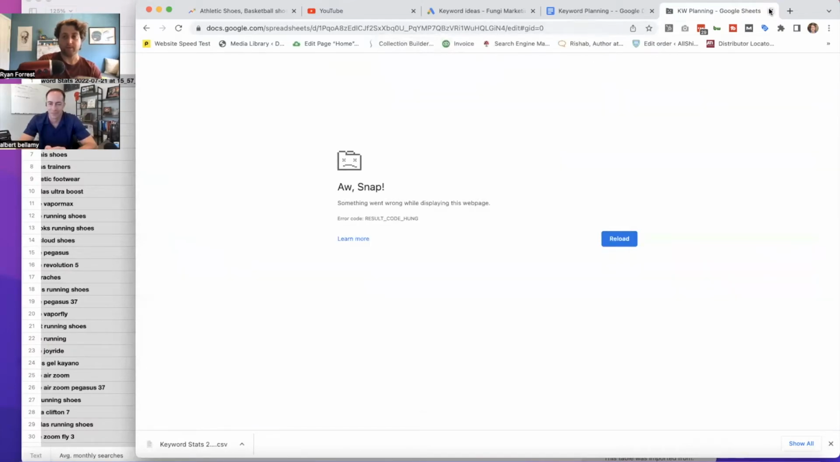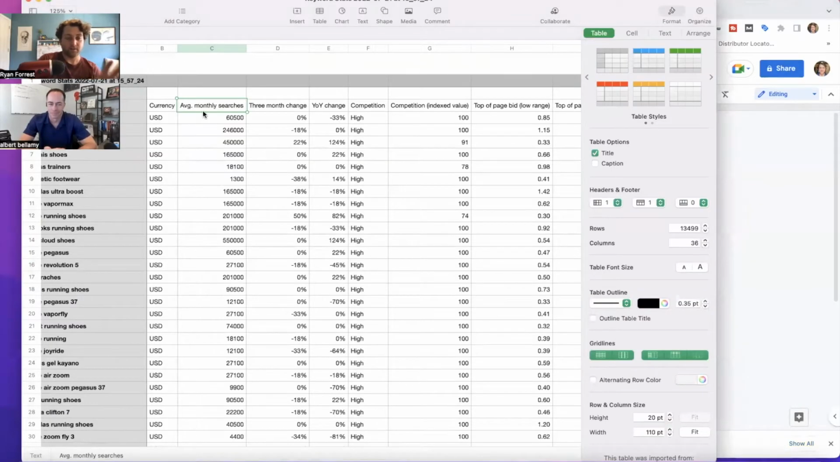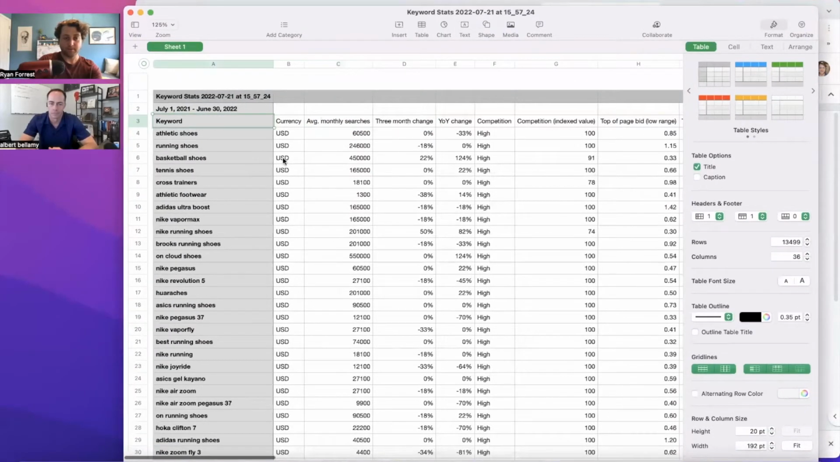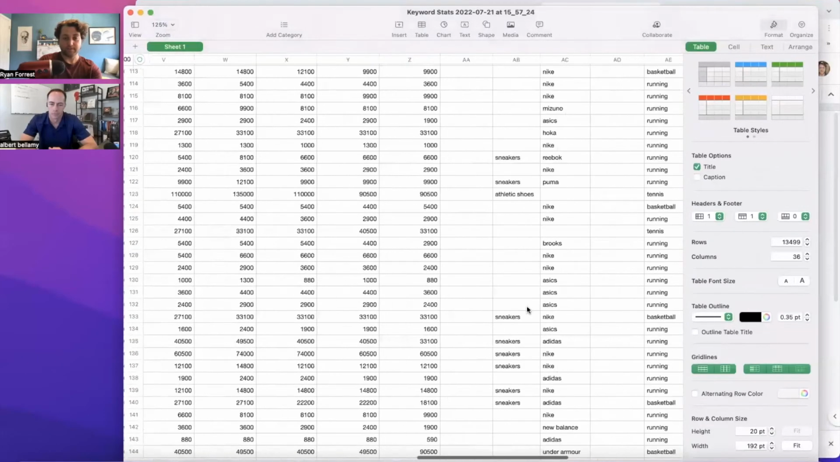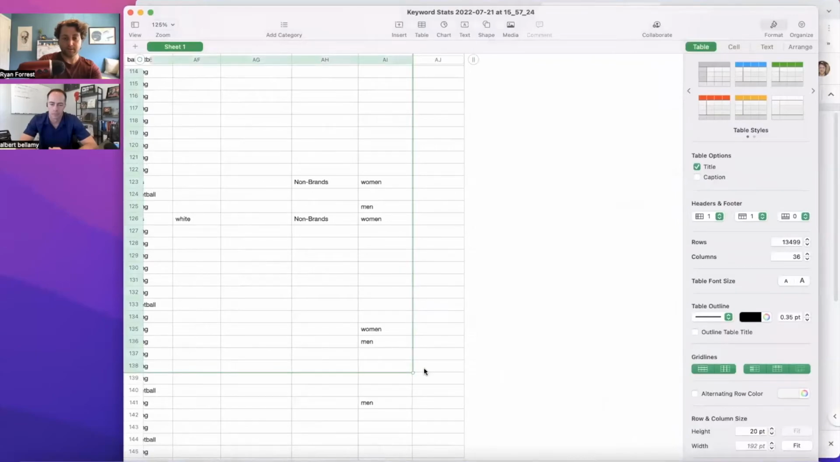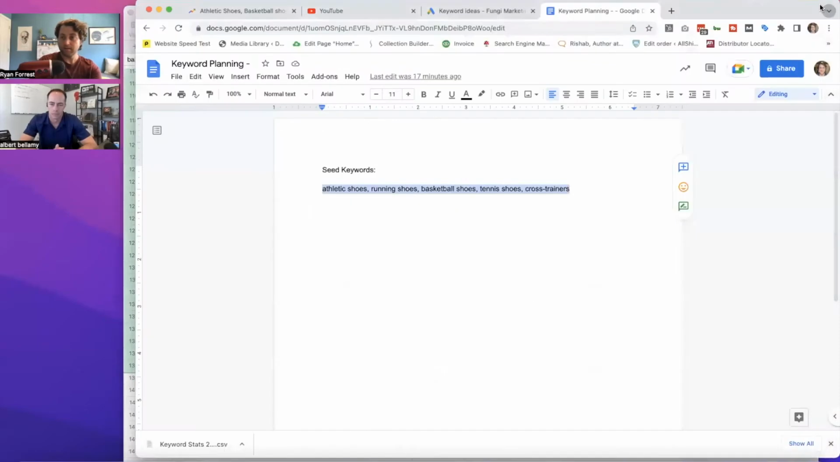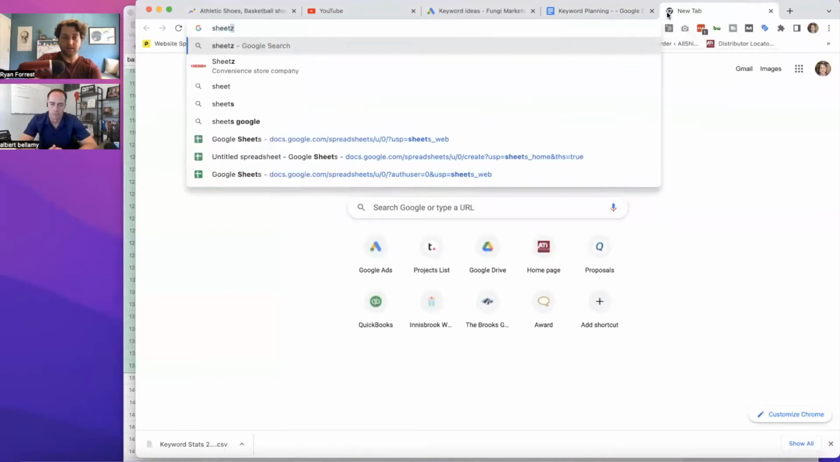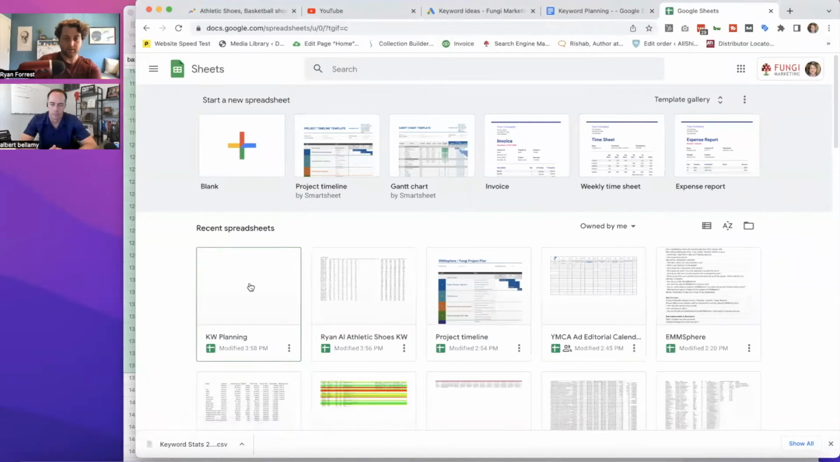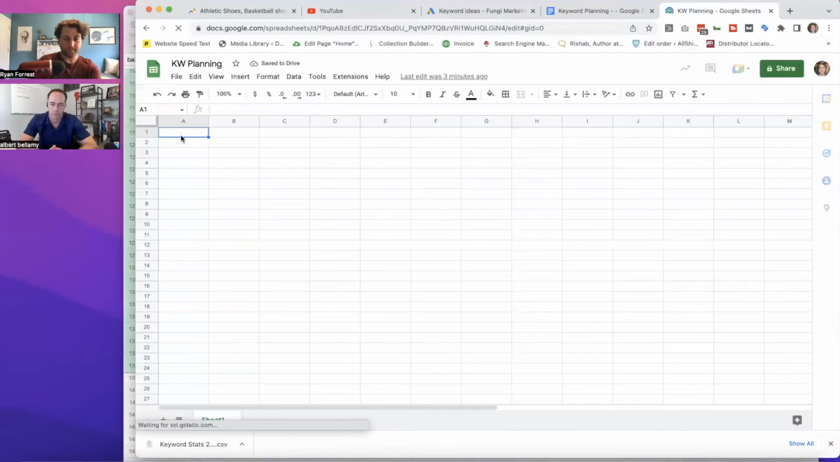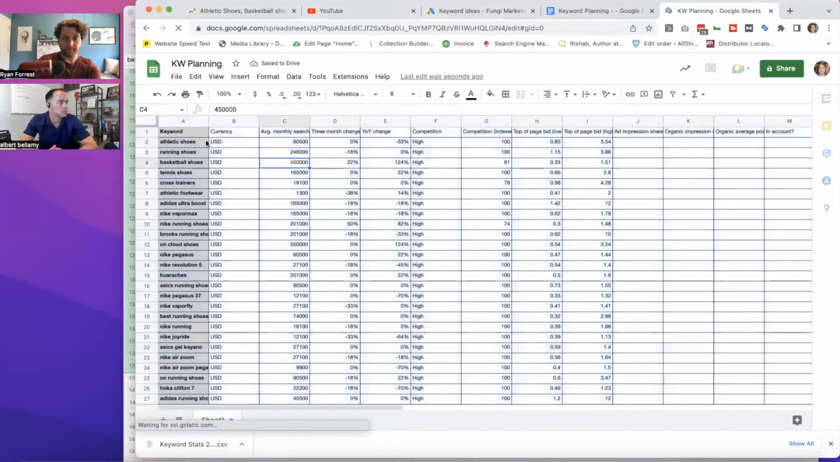Okay, we're not going to mess with that right now. I would probably refine this. Let me just take a smaller sample size of, say, these top ones here. There's so much information in there. Then go click on keyword planning. There we go.